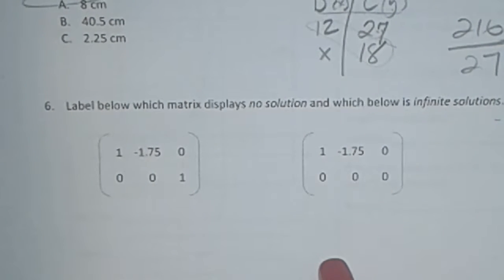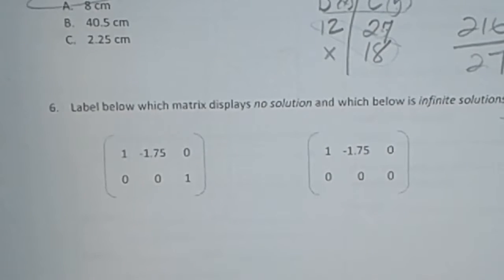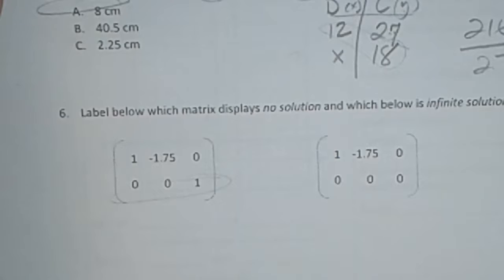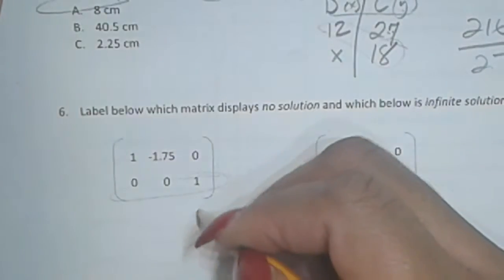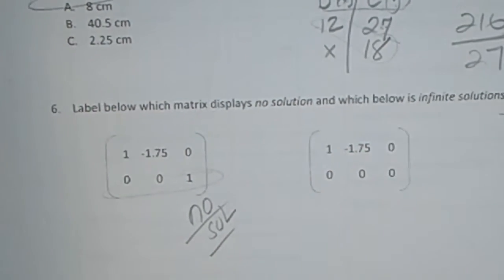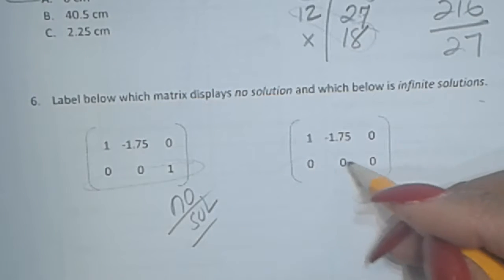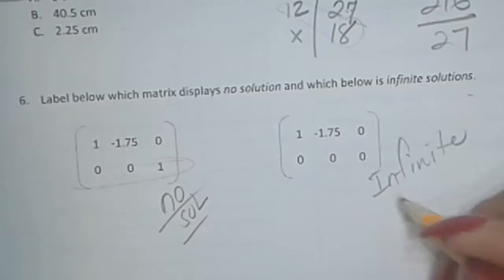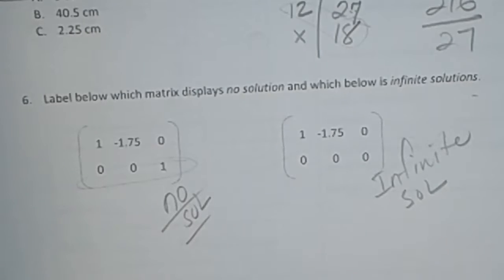Now, number 6 is simple. All I need to know is which one gives me no solution and which one gives me infinite solutions. Whenever the bottom row says 0, 0, 1, the answer is no solution. So that's memorization for right now. But when the bottom row says 0, 0, 0, that's when you have infinite solutions.